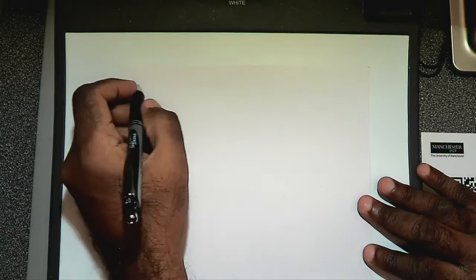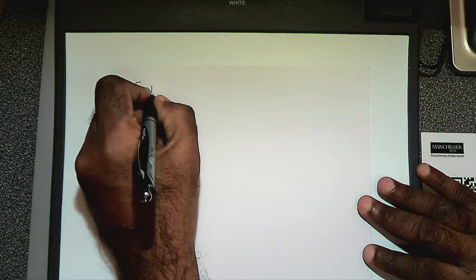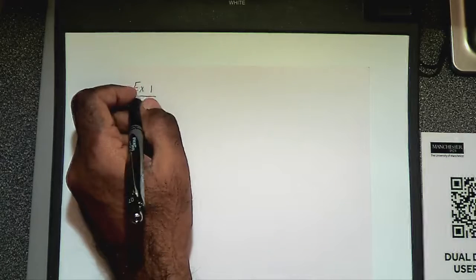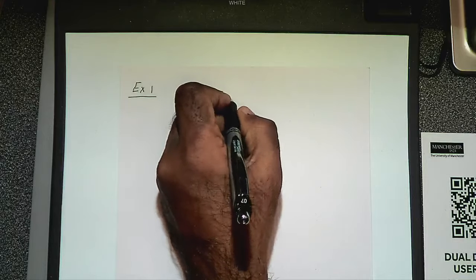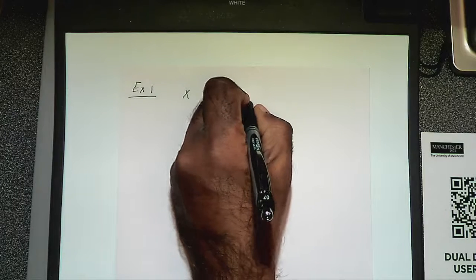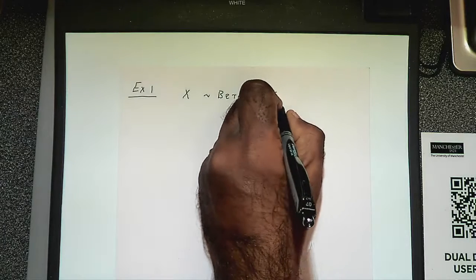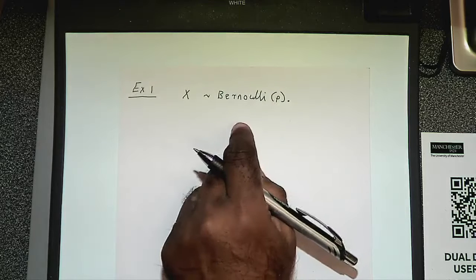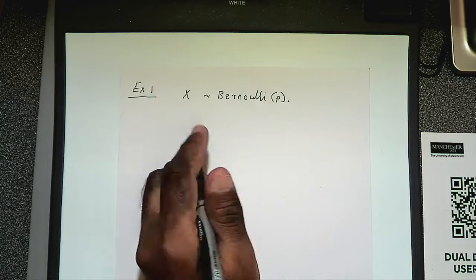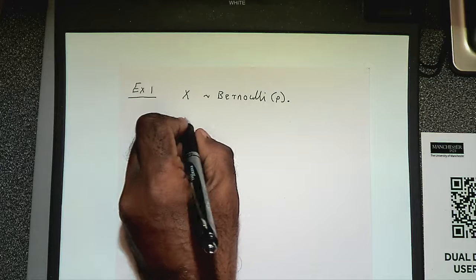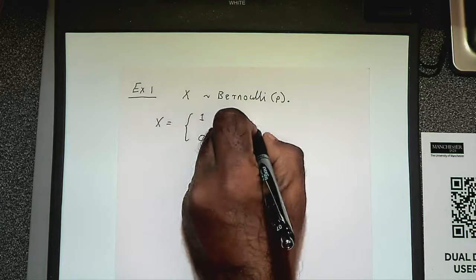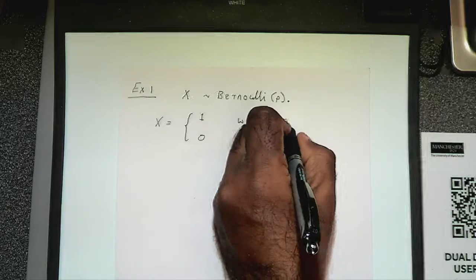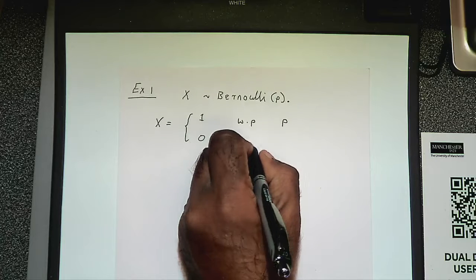Yeah, all right. In the remaining time, what I'd like to do is some examples. The first example I'm going to do is, suppose X is a Bernoulli random variable. I'm sure you're familiar with the Bernoulli random variable, right? Which basically means that it takes two values, either 1 or 0, 1 with probability P and 0 with probability 1 minus P.